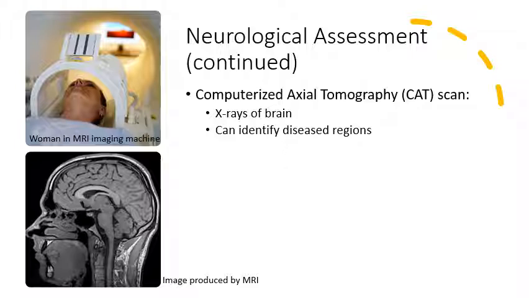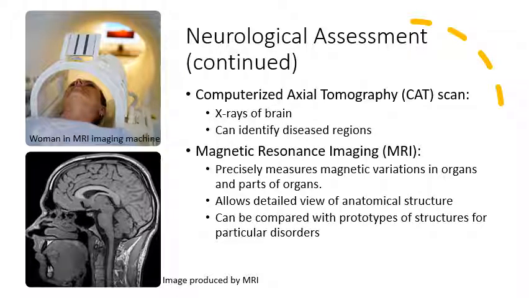We could have a CAT scan, which is like x-rays of the brain that can identify diseased regions in the brain. And that can be very helpful to know, because we certainly can have disease or tumors impact behaviors. Magnetic resonance imaging, MRI, is more commonly used now, because we can get much more precise measures of each layer of the brain and the activity that's going on in there. We can see exactly what's going on in different parts of the brain, where's the energy.